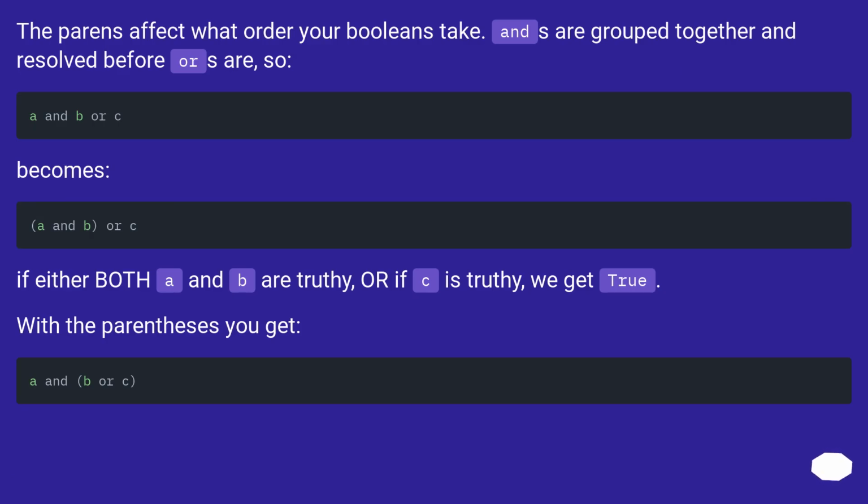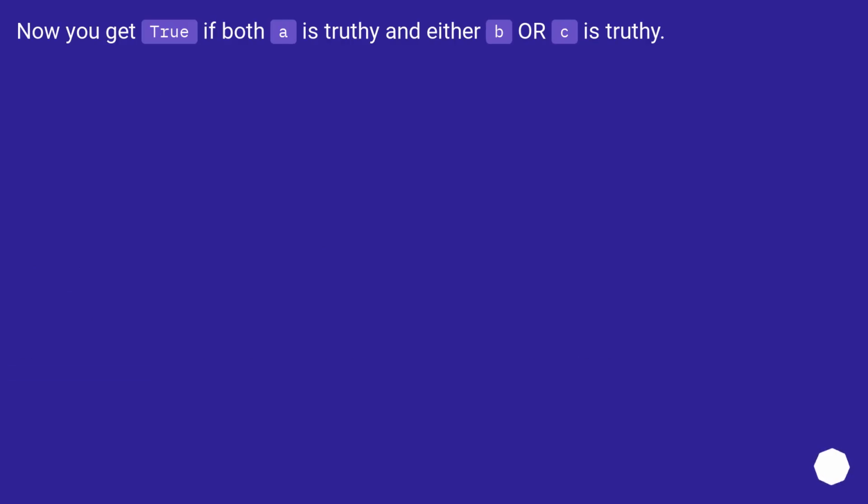the parens affect what order your booleans take. Ands are grouped together and resolved before ors are, so it becomes: if either both A and B are truthy, or if C is truthy, we get true. With the parentheses you get: now you get true if both A is truthy and either B or C is truthy.